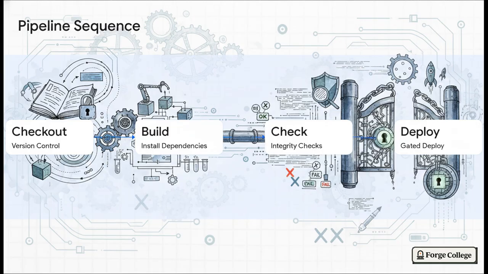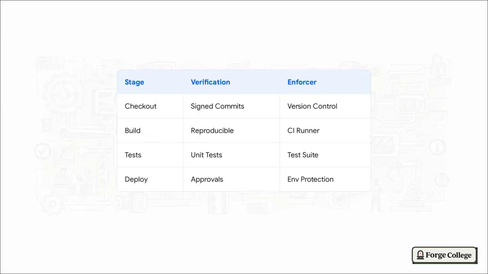This mimics a standard CI workflow file, kind of like a GitHub Actions YAML file. The real magic here is the sequence itself. A job only proceeds if the previous one completely succeeds. It is entirely deterministic. Think of this next part as our technical specification sheet. Every single stage has a specific verification type and an enforcer.